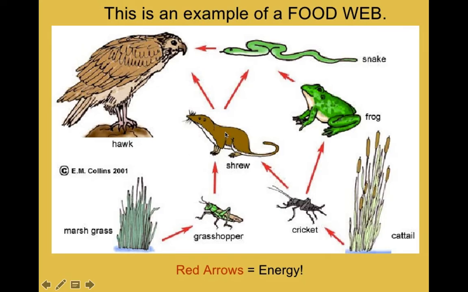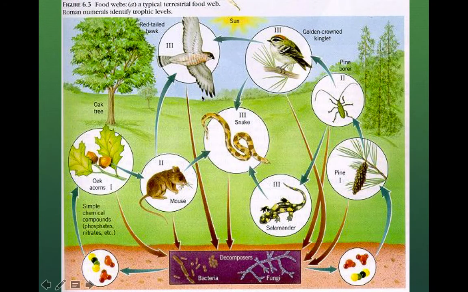And the shrew gets eaten by not just the hawk, but also by the snake. And the snake is also eating the frog, and the hawk is also eating the snake. So you can see that there are several different food chains within one food web, and they all interconnect. Here's another example of a food web showing you that species rely on multiple different organisms, not just one.